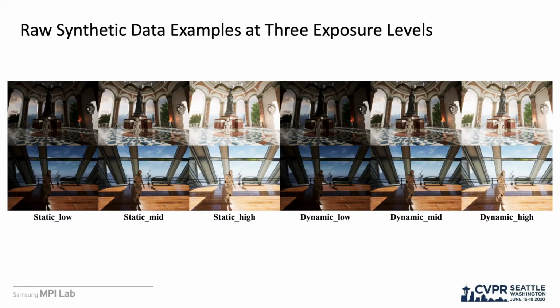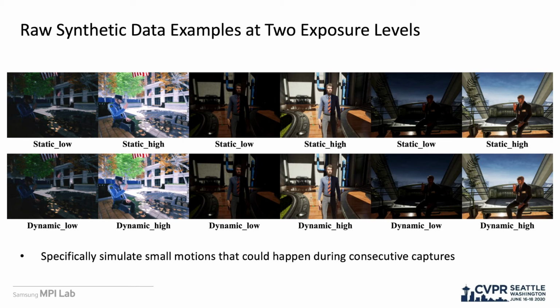Here are two examples of the raw synthetic data captured at 3 exposure levels. In the first row, the robot is waving a hand on the statue. In the second row, the robot is walking in front of a window. There are 3 more examples of the raw synthetic data captured at 2 exposure levels.